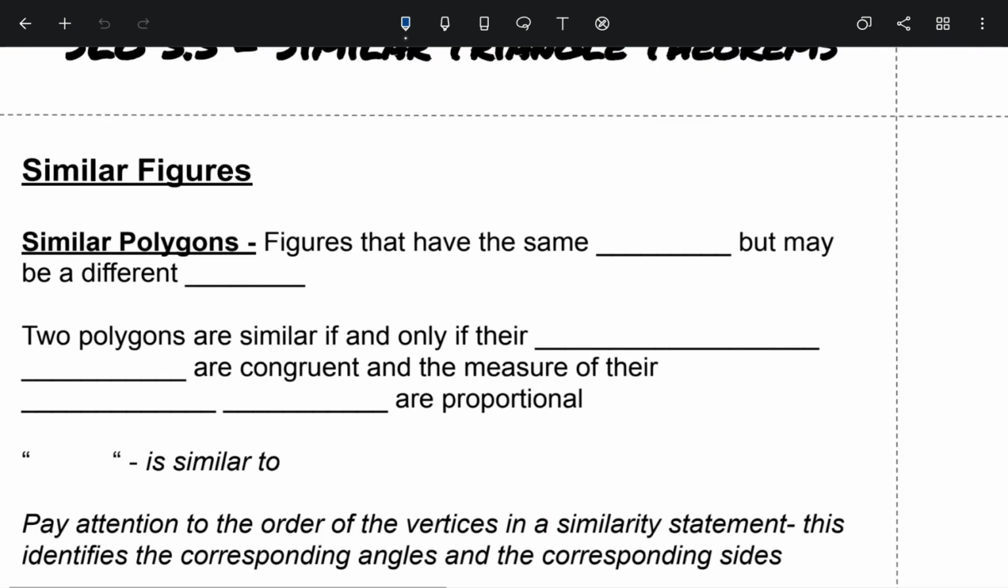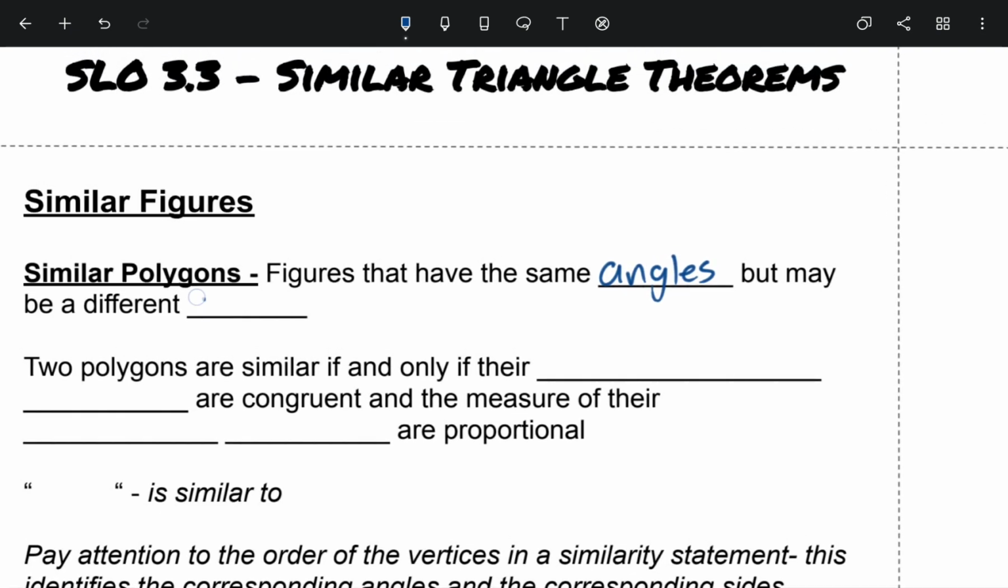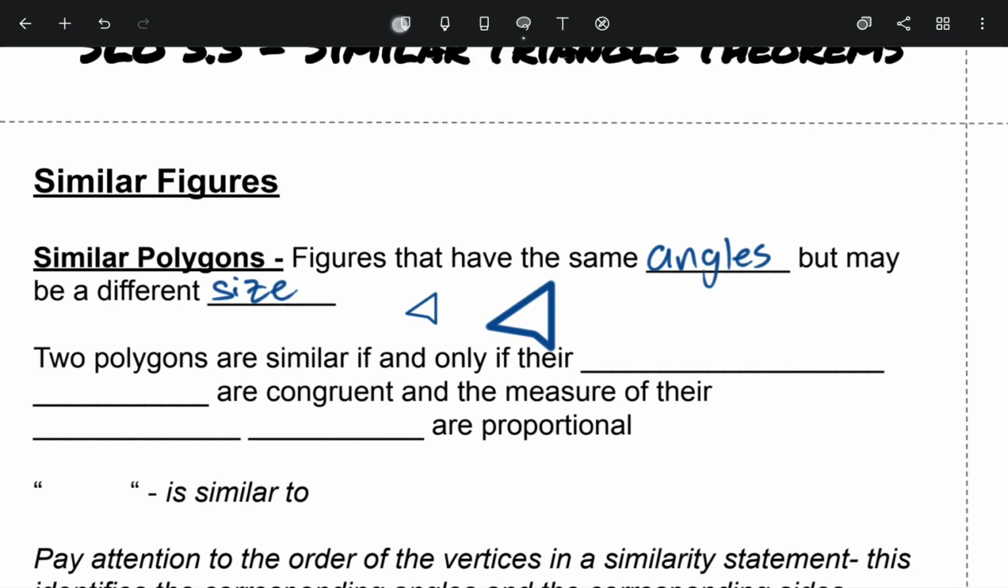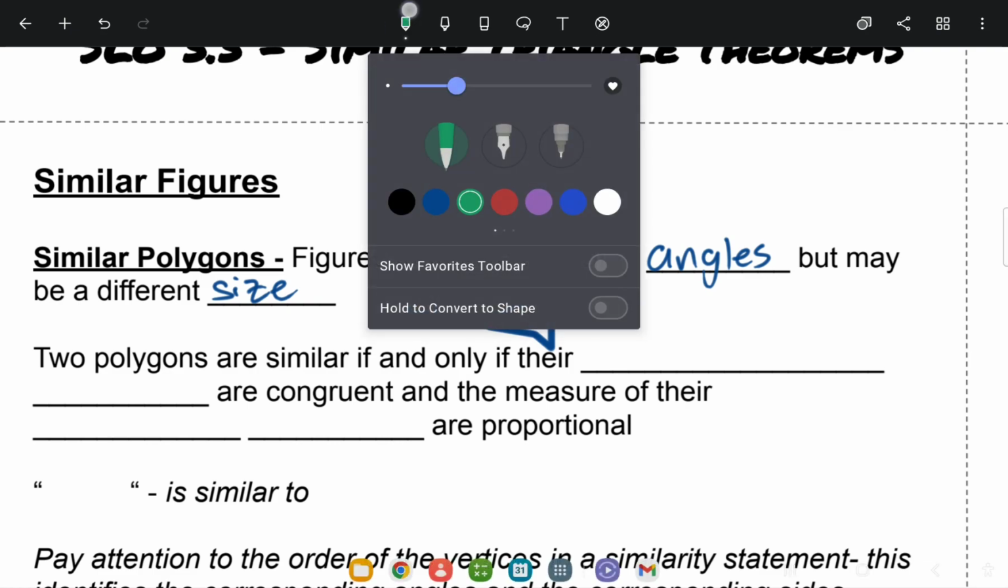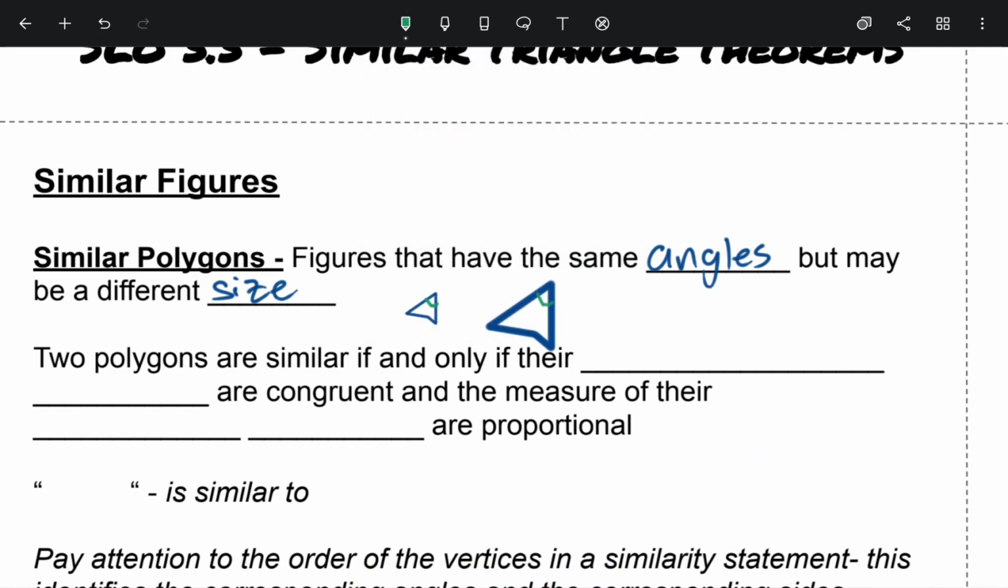So now we are going to be taking these concepts of proportionality and applying them to similar figures. Similar polygons are figures that have the same angles, but they may be a different size. So I've gone ahead and made two figures here. Notice that they're the same shape and they have the same angles. But this left one is smaller and this one is bigger. Because they're not the same size, but they do have the same angles and general shape, that means they are similar instead of congruent.